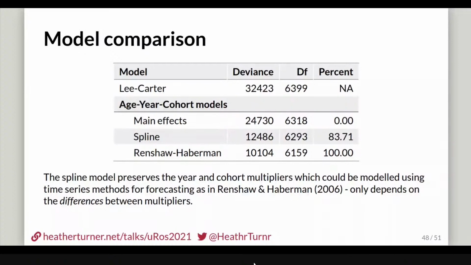And another advantage of the spline model is that we're only changing our model for the age part, and it preserves the year and cohort multipliers. One thing that Renshaw and Haberman proposed is modeling these multipliers using time series methods for forecasting, and this only depends on the differences between multipliers. So we don't need to constrain these parameters and make them identifiable in order to do this modeling. So I'm not going to do that here.